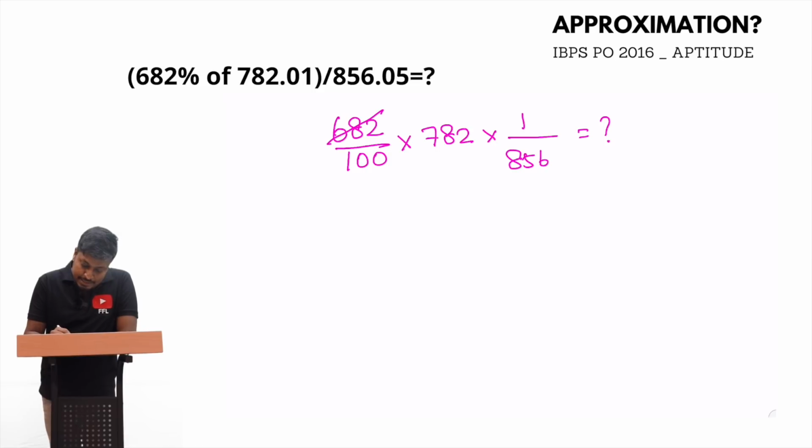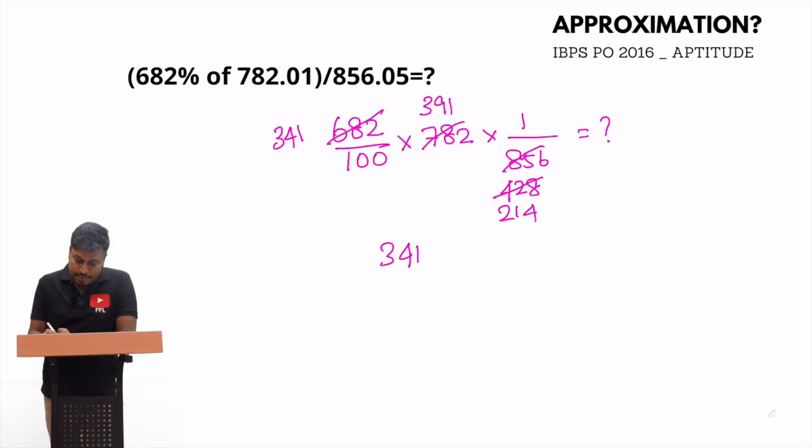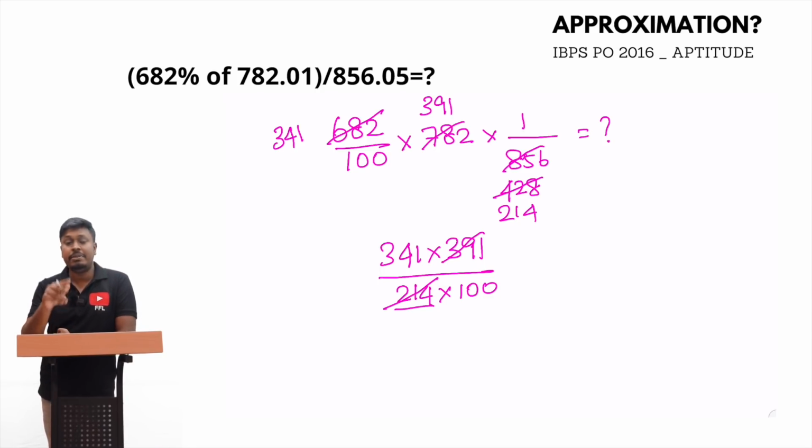So if I cancel it on 2 table, 3 2s are 6, 4 2s are 8, 1. Cancel it on 2 table, 4 2s are 8, 2 2s are 4, 1, 8 2s are 16. So again 2, 1, 4, cancel it on 2 table, 3 2s are 6, 9 2s are 18, 1. So finally 341 into 391, divided by 214 into 100. Got it? So now if you go with approximate calculation, 214 into 2 will be 400, yes or no?